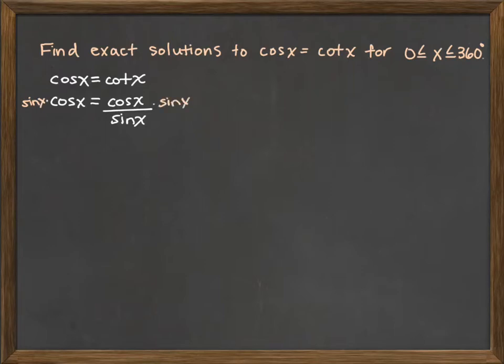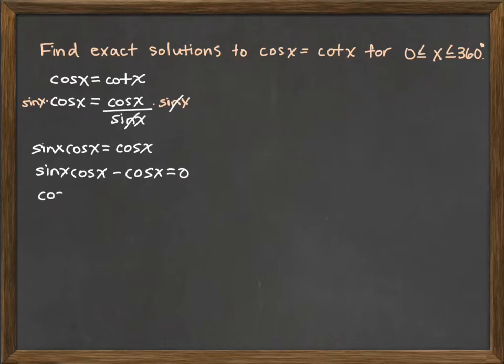So from here, what I want to do is multiply both sides by sine of x. And so what's going to happen on the left-hand side is I'll just have sine of x, cosine of x. And on the right-hand side, these will cancel, and I'll just get cosine of x. So I'm trying to get everything on the left-hand side so that I can simplify. So I keep going by subtracting cosine x from both sides. And I end up with the following expression: sine of x times cosine of x minus cosine x equals 0.